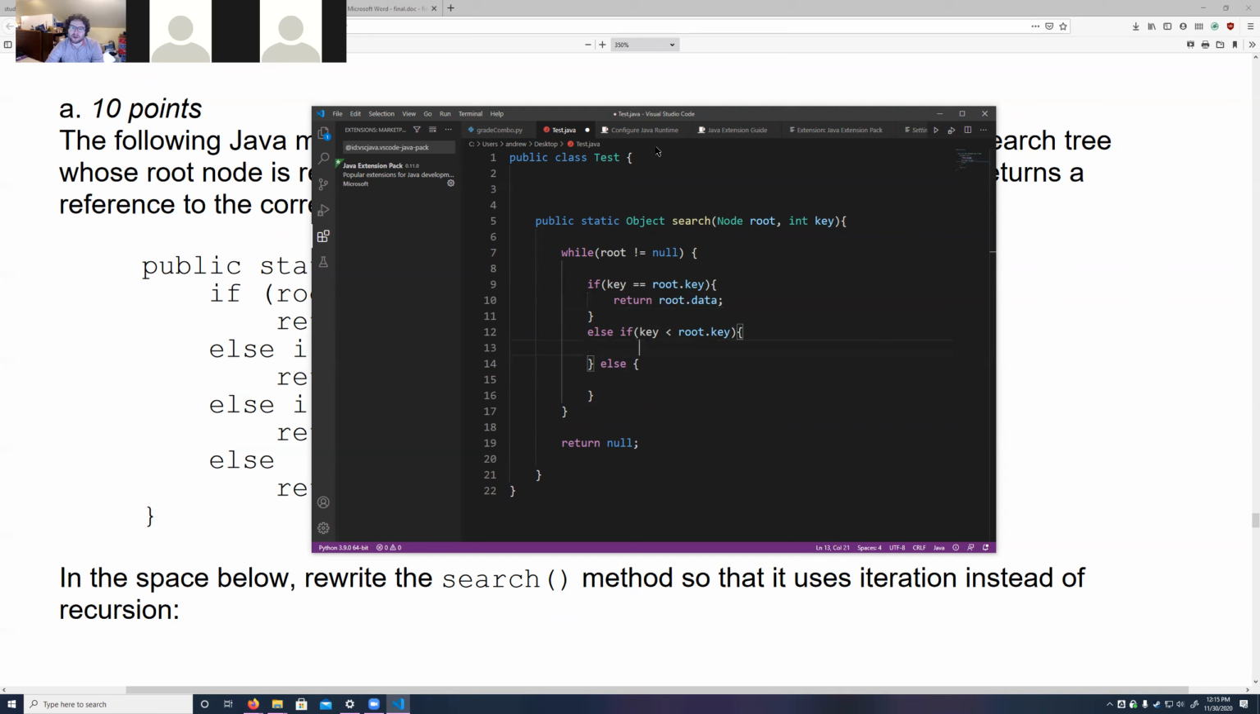Otherwise, if it's to the left, then root is equal to root dot left. Otherwise, root is equal to root dot right. And that's really it. If you find your key, great. And if you don't, you just throw it out.